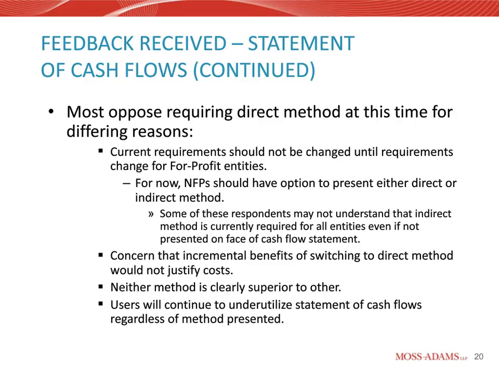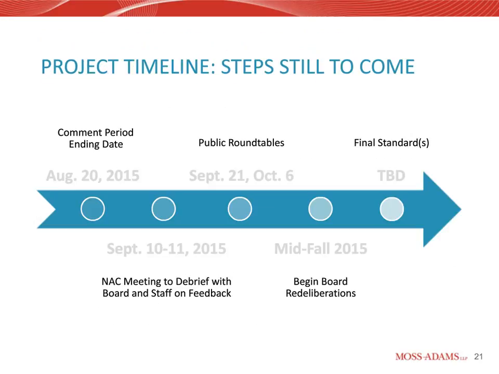So the project timeline: since August, the FASB has accumulated the feedback to their exposure draft. They met with the NAC in September, and they've had two roundtables. During those roundtable meetings, the FASB board members had the opportunity for two-way dialogue with a variety of folks who responded to the exposure draft, really getting more feedback on why folks feel strongly about some of the provisions that have been provided.